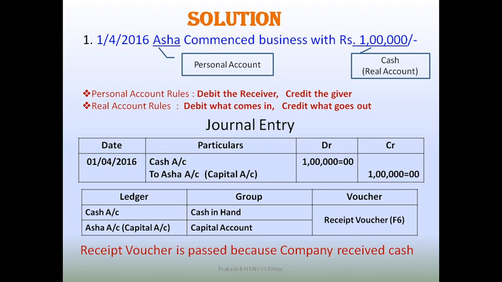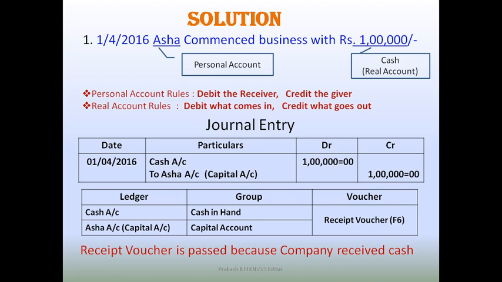And then for the cash, it is a real account. The real account rule is that debit what comes in, credit what goes out. In the journal entry, first we have to enter the debit and then the credit. So here the cash account, it is a real account, and the real account says debit what comes in, credit what goes out.